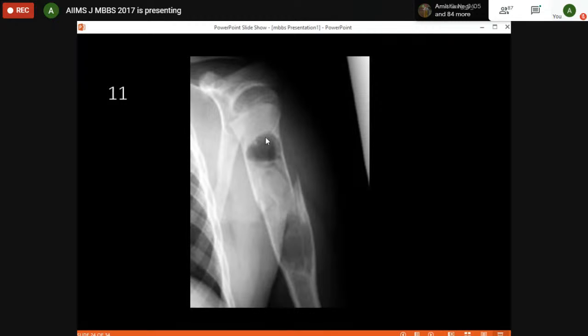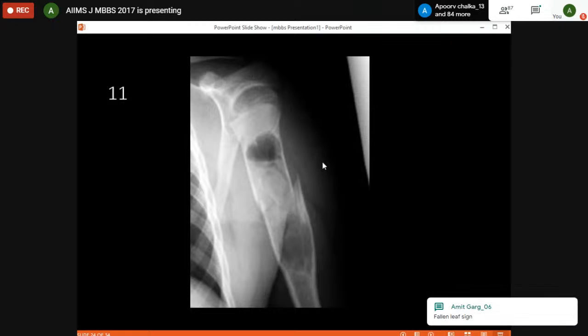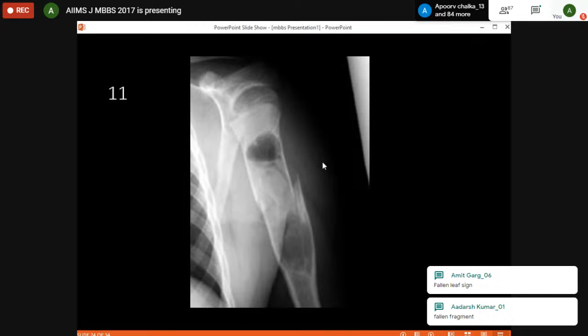Had it been ABC, it would be eccentric. It would be more swollen on one side and less swollen on the other side. Whereas SBC, it will have a more uniform expansion of the bone as seen in this case. And then there is associated pathological fracture. Any sign that you know of? Sign that will tell you about pathological fracture in SBC? Fallen leaf or fallen fragment sign, very good. Fallen fragment sign is what we were looking for.